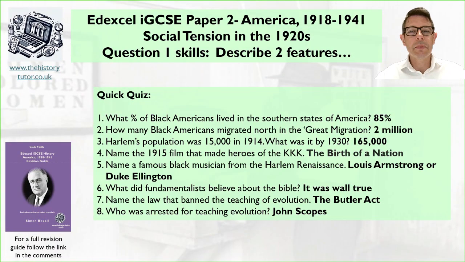Okay, let's go to the answers then. So number 1, what percentage of Black Americans lived in the southern states of America? That's around about the start of this topic. So 85%. Remember, that's where the slaves were brought into America to work. So that's where slavery was, mainly in the South.